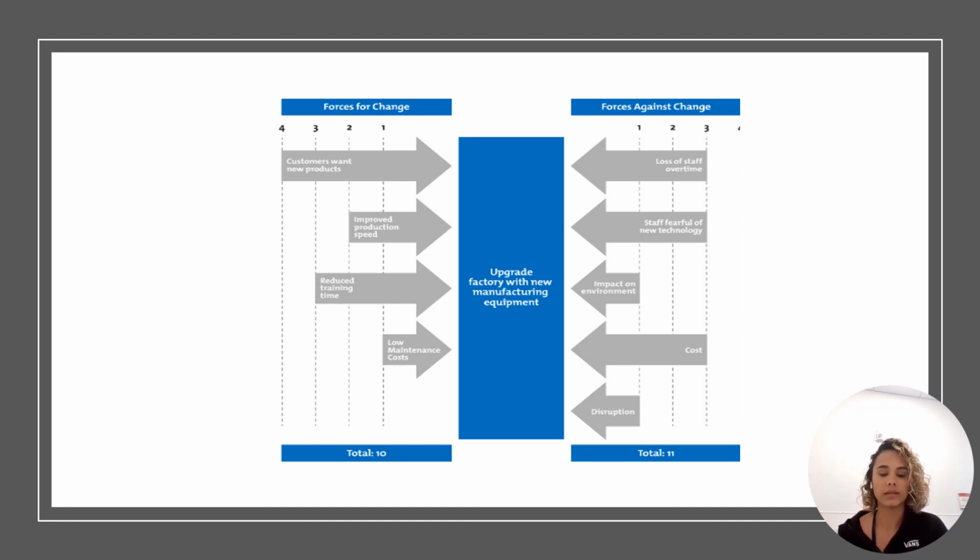After the data and results are proven, the project manager can decide which factors to address. In this case, as you see in front of us, you have more factors against it. So they need to work on possible alternatives to decrease those restraining factors, the factors that are against it, to make sure the desired change or goal is accomplished.